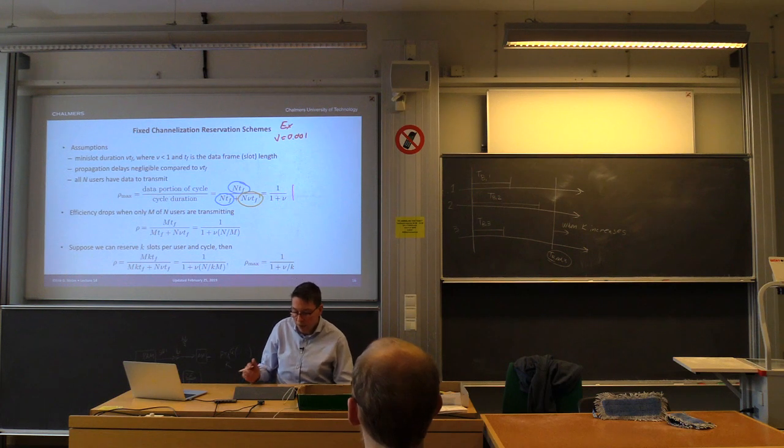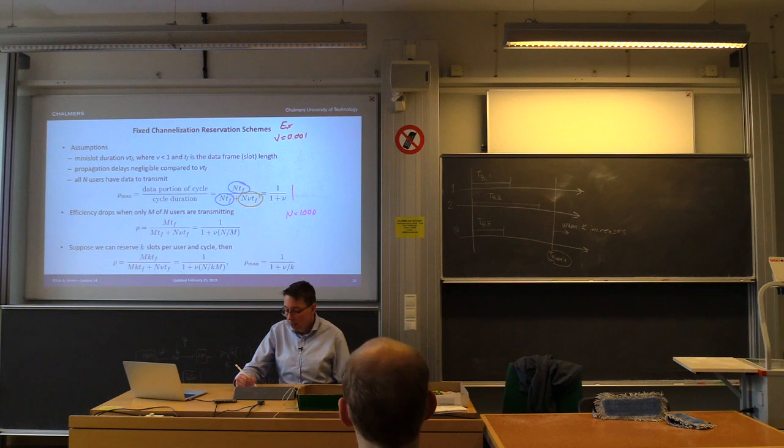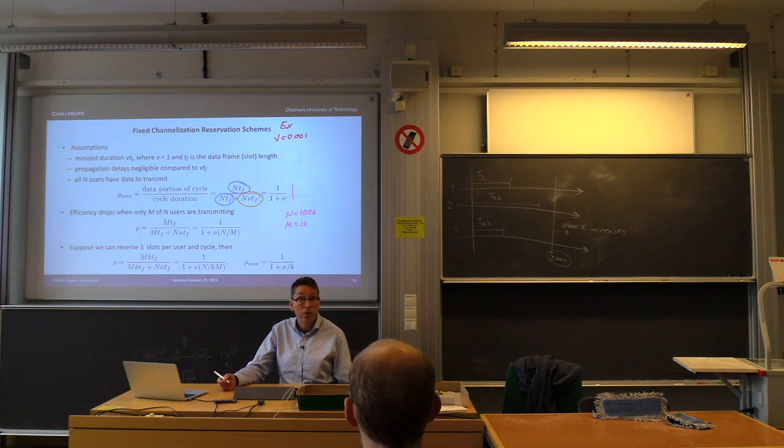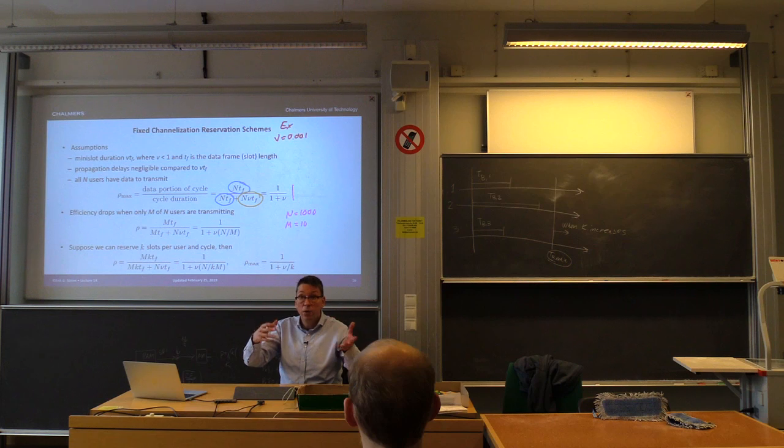Okay. So the first thing we can see is that efficiency drops when only m out of n users are using the channel. Say that we have 1,000 users attached to the network, but at any given point in time, only 10 of these actually have data to transmit. That could very well be the case, right? Right now we have maybe 30 phones in this room. All of them are attached to the network, but maybe not all of them need the network at this point in time.